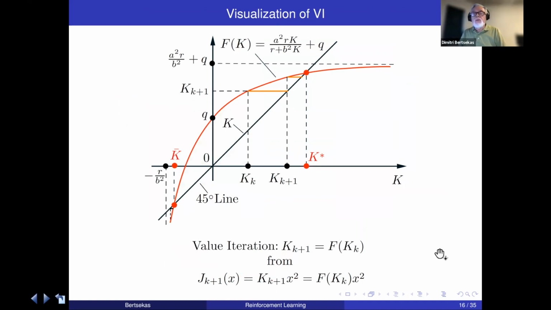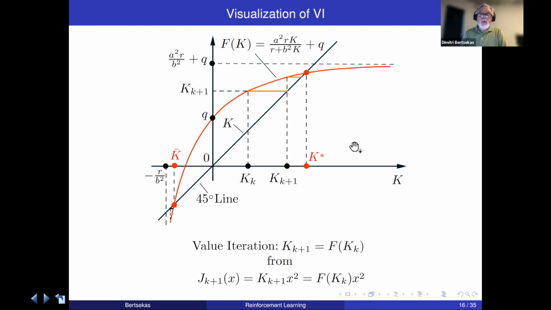But first, we want to visualize value iteration in terms of our figure and the Riccati operator. Now, the value iteration algorithm is simply J_{k+1} equals what the Bellman equation gives you on the right-hand side, with J equal to K_k x squared. So it is equivalent to operating on the Riccati equation. From K_k, the kth iterate, you apply the Riccati operator, you get K_{k+1}, and so on.